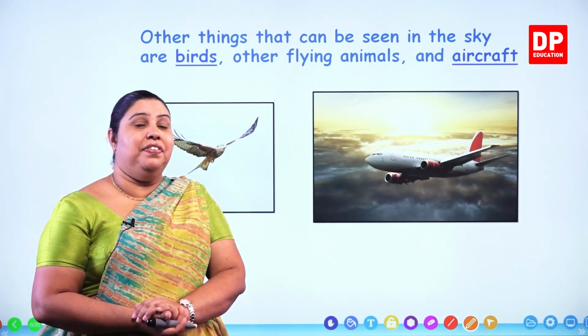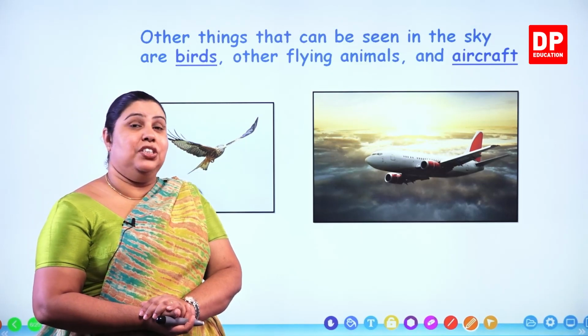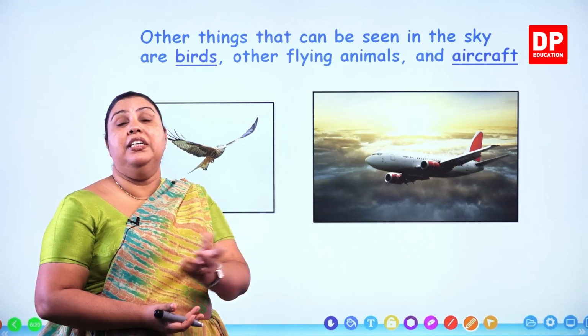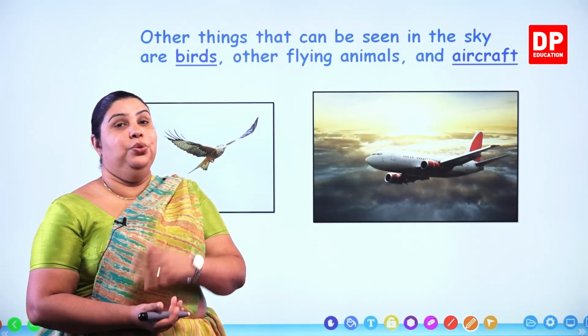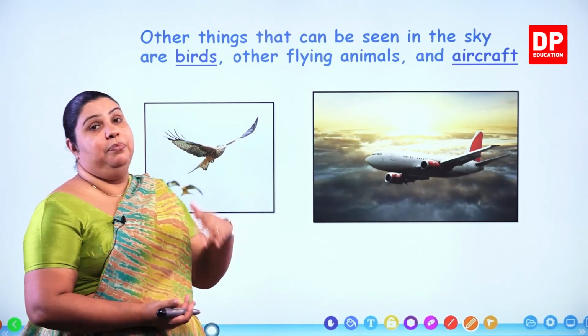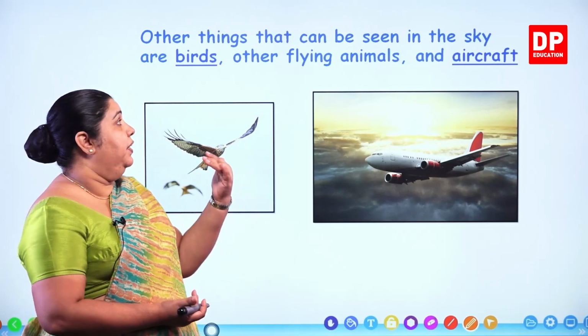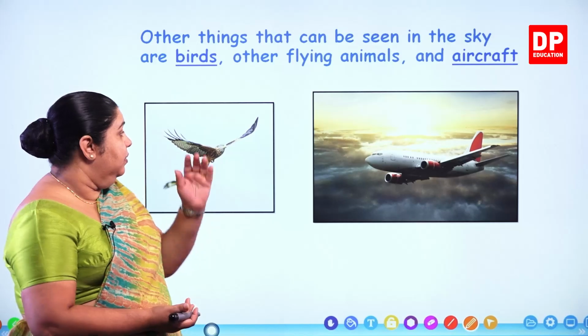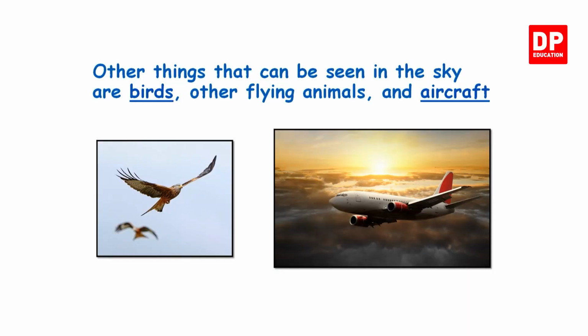Those are the things that fly in the sky. Spaceships, aircrafts, birds, different types of birds. Right. So you can see these things apart from the weather conditions, different elements which help in the change of weather. You can see birds and aircrafts also flying in the sky.